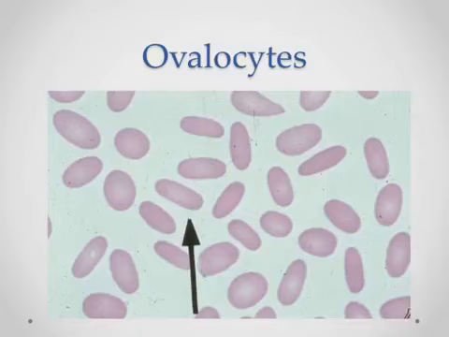The RBCs are no longer like these rounded red blood cells. It is now oval shaped, an ovalocyte. We can see these ovalocytes in many diseases like hereditary ovalocytosis, sometimes in thalassemia major, and sometimes also in megaloblastic anemia.